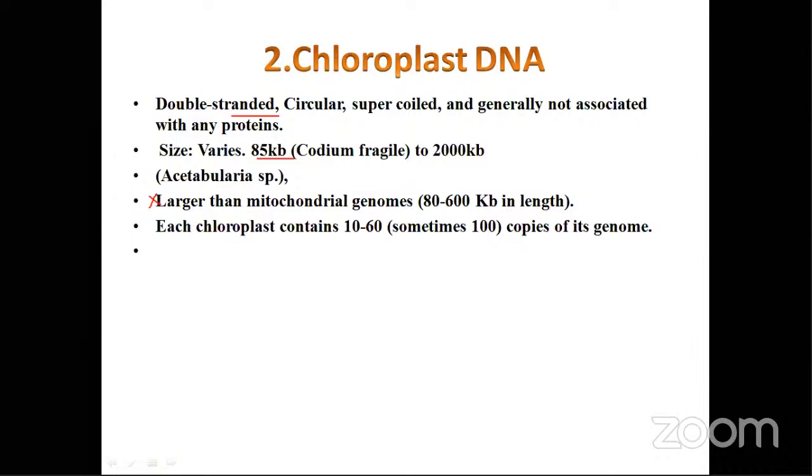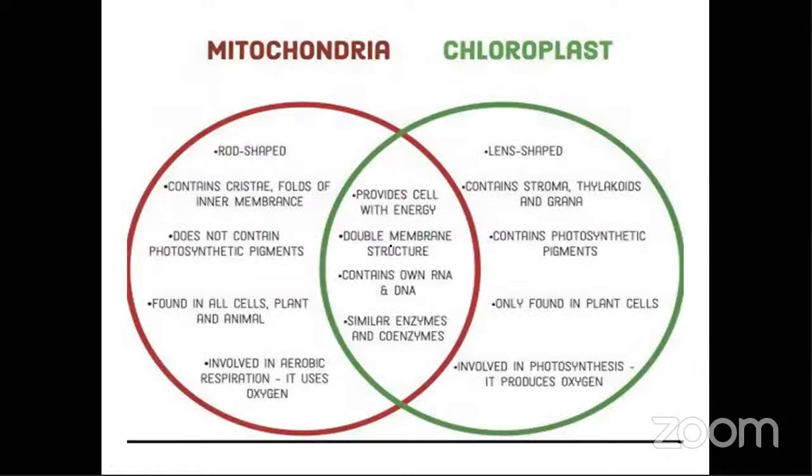Each organelle contains about 10 to 60 copies. Whatever DNA is present, they are circular DNAs, and they will not be present in one copy. They'll be present in several copies, in mitochondrial DNA and in chloroplast DNA, both. Then what is common between mitochondria and chloroplast?